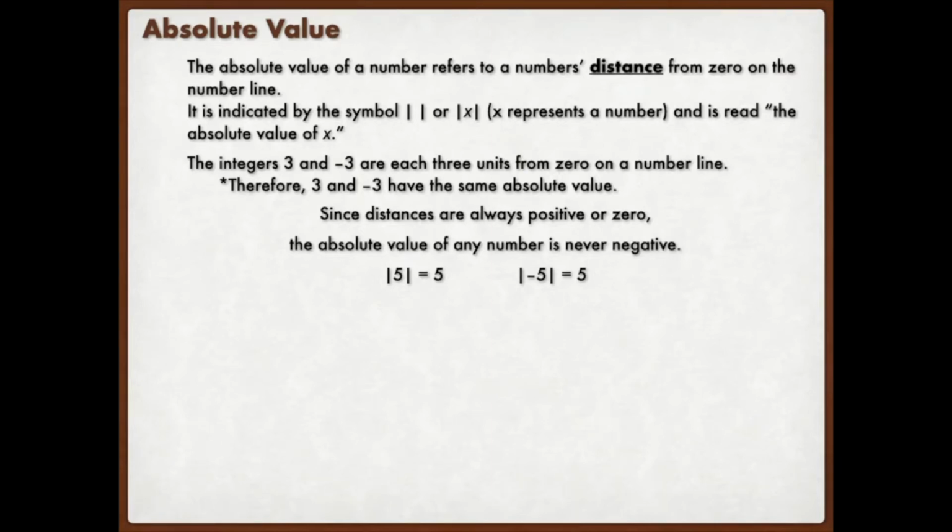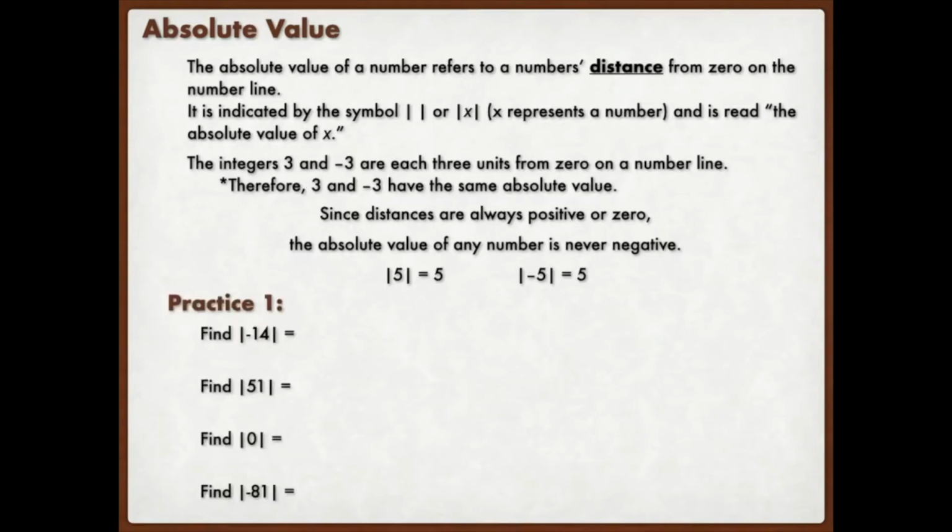So if we have -3, the distance would be 3 spaces from 0. We would turn that -3 absolute value into 3. We have the absolute value of 5 is 5 spaces. The absolute value of -5 is also 5 because it's 5 places from 0.